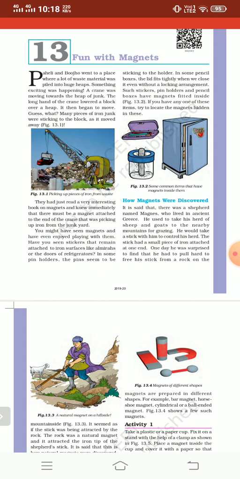A shepherd was there who took his herd of sheep and goats to nearby mountains for grazing. He had a stick to control them, in which a metal piece was there, and when it was touched to the ground, a rock, it was attracted towards the rock. This is how magnets were found.